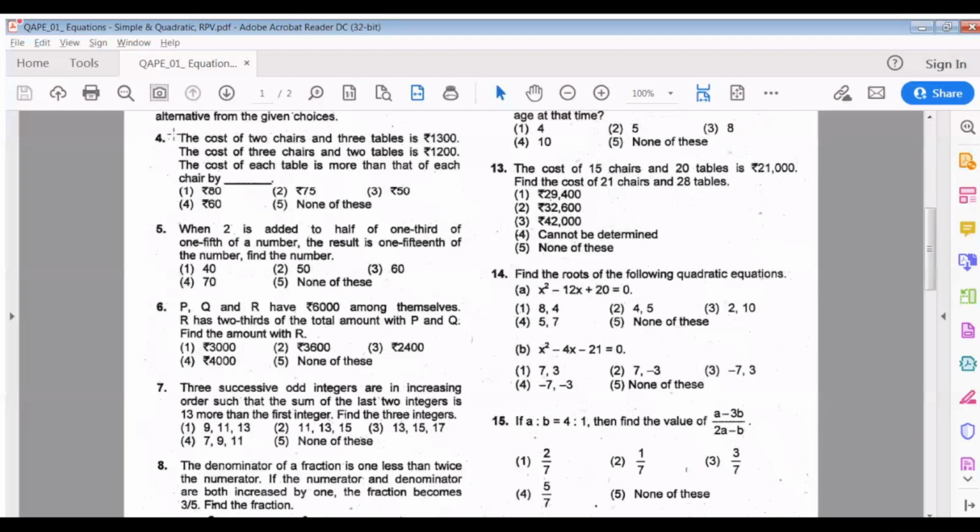That's very nice. But have you read the question? What was the question? We have to find the difference of the cost of each chair and the cost of each table, which is more than that of each chair. That means you have to find table cost minus chair cost. So you have to subtract the two equations and you get your answer. Think once again, everybody. The answer comes 100, right?